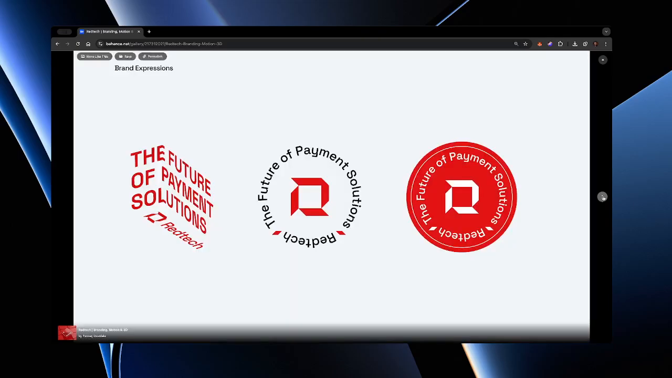Then one of the other expressions that we designed is a sort of badge system. We want to be able to express the logo beyond just having the icon and the name by itself. We want to be able to do more with it, and that is how we came up with this artistic expression of the logo and its tagline, which is the future of payment solutions, in a kind of block format, with text running around the circle and the logo in the middle. This could serve as stickers on t-shirts, laptops, bags, and many other things.